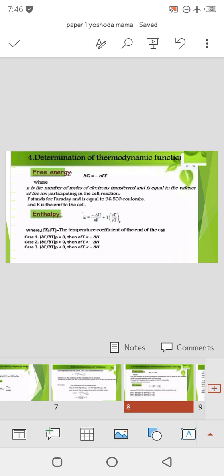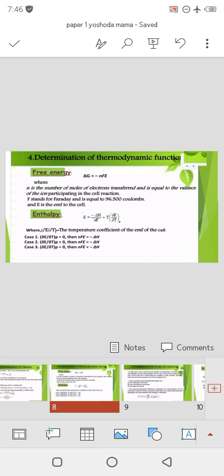So case 1, case 2 and case 3 are applied. Case 1: minus nEF equals minus delta H. Case 2: nEF, E greater than minus delta H. Case 3: nEF, E less than minus delta H. These cases are applied in the enthalpy of EMF.